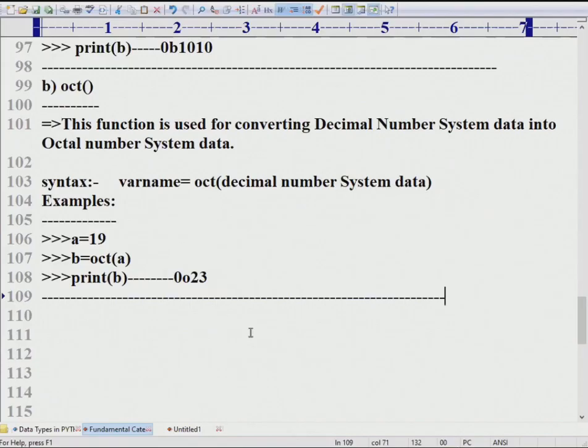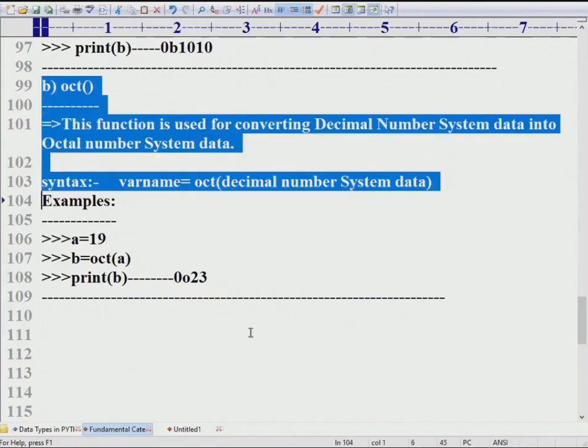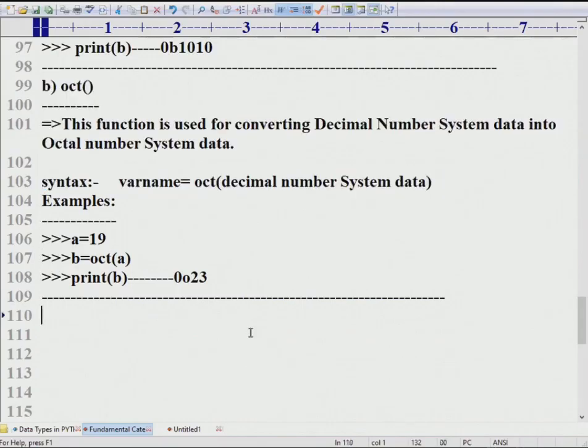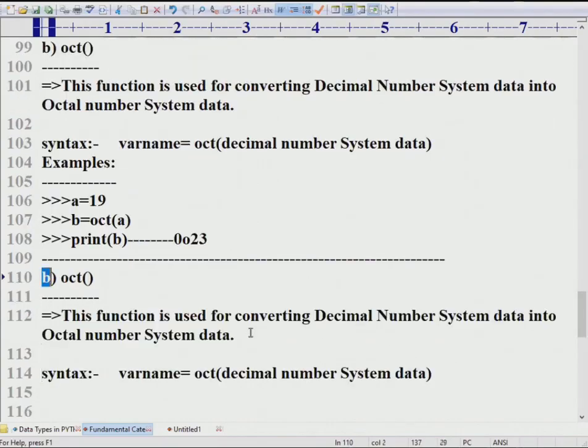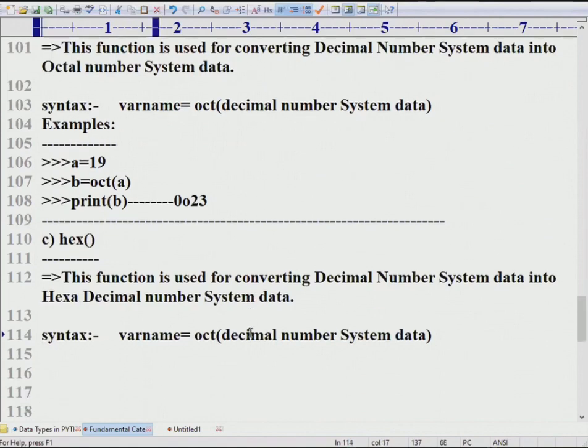Next, the last conversion function I will take. What is the last conversion function? Hex. It converts into hexadecimal number system data. The syntax is variable name equals hex of decimal number system data.